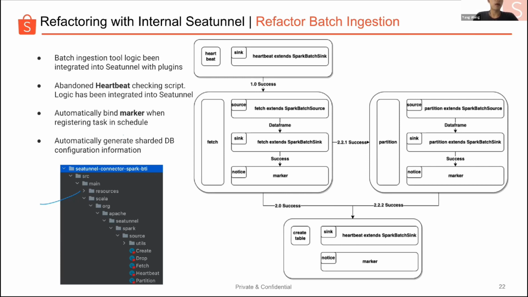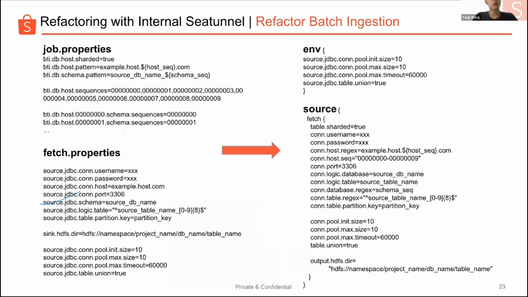And from the diagram, you can see there are 2 types of jobs. One is the most simple case. It fetches data into HDFS and creates external Hive table and marker. This step will be triggered after fetch marker is created. Then it will also generate marker for final step, which is create Hive table and final marker. And here's an example about how we use SeaTunnel to implement the equivalent job.